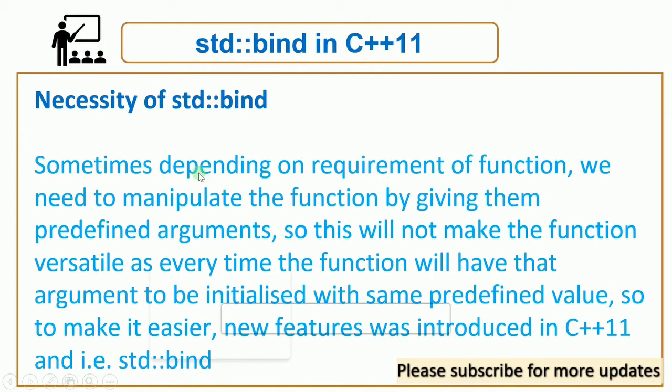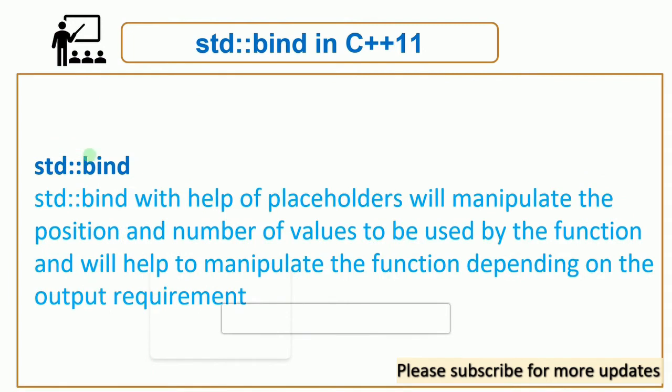So as to make the function versatile, you can manipulate your function. You can have one predefined value, you can have 2 predefined values. If you don't want any predefined value, you can modify that also. So that is the reason this particular feature came into C++11. Now, what is this bind? This also you will understand since I told you what the placeholders are.